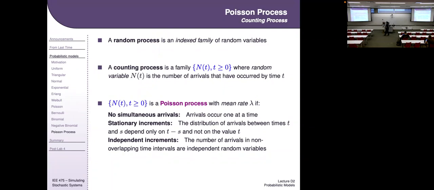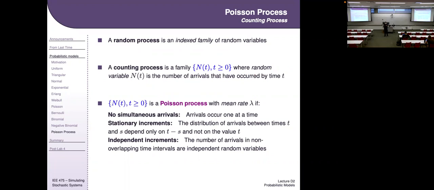And what I mean by that, I can now sort of demonstrate through a special type of process called a counting process. A counting process is a family of random variables, each one of them called N(t). So for all t greater than 0, I have a different random variable N(t), where that random variable N(t) represents the number of, let's say, arrivals that have occurred by time t.